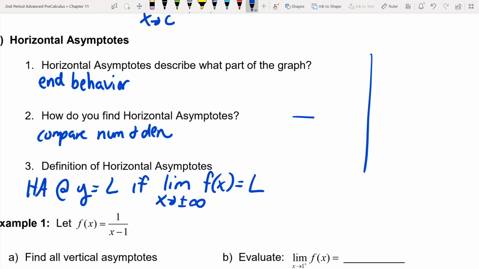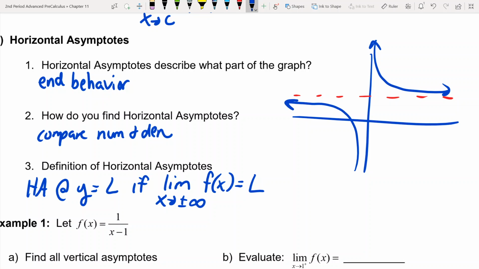So the idea of that would be, if I had a horizontal asymptote right here, if my graph went like this, the limit as x approaches positive or negative infinity would be that horizontal asymptote. You're getting closer and closer to that.